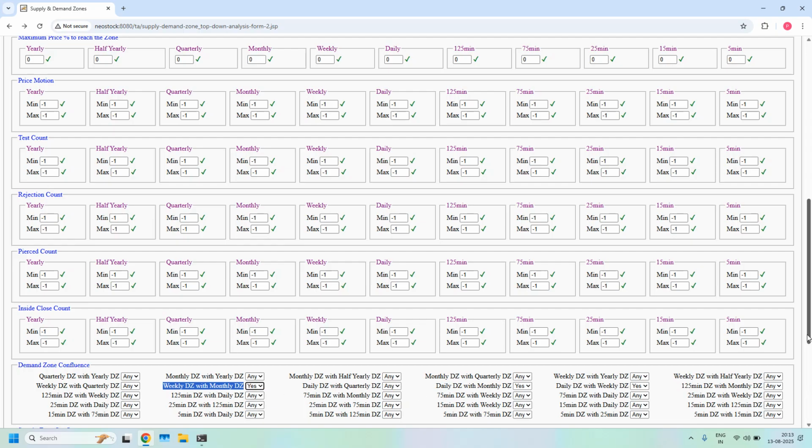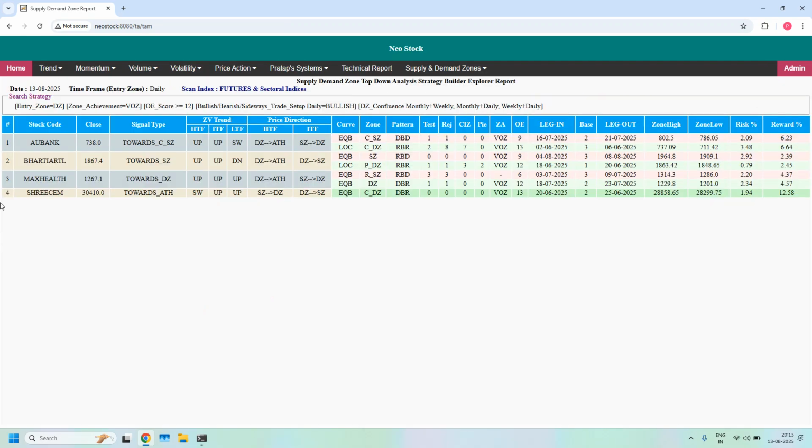By setting all 3 filters, we got 4 stocks. In all 4 stocks, these daily demand zones are overlapped with weekly demand zones. Both together are again overlapped with the monthly demand zone. And the monthly trend is up in 3 stocks. Sideways we have to ignore, so we can apply a monthly EMA confluence and monthly demand zone, so that the overlapped daily demand zones might have a higher probability of success.